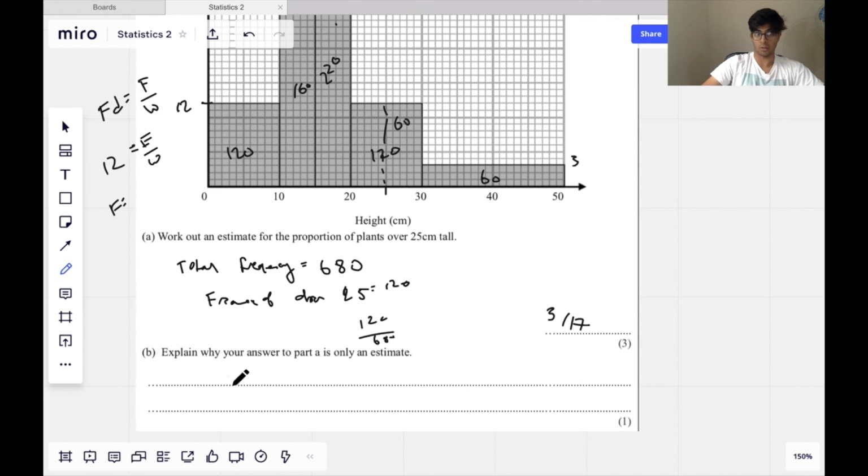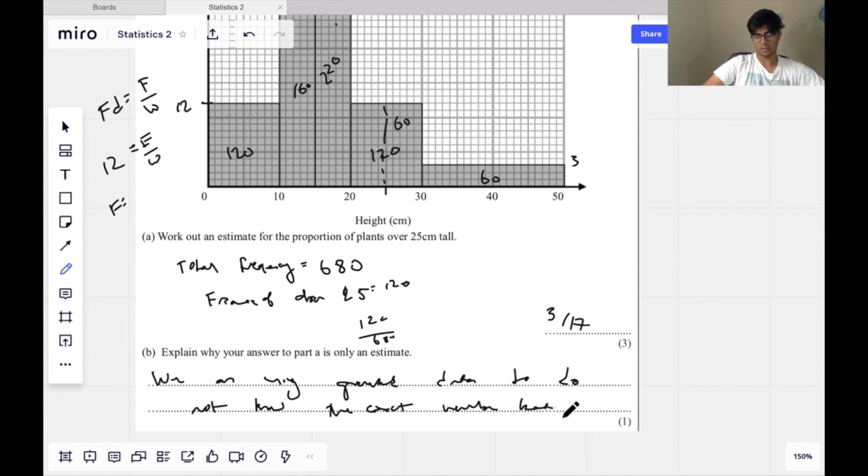So the explanation to answer is that we're using grouped data, and so we don't necessarily know if it's equally distributed or not. So, using grouped data, so do not know the exact number between 25 and 30. Sorry for the poor handwriting here.